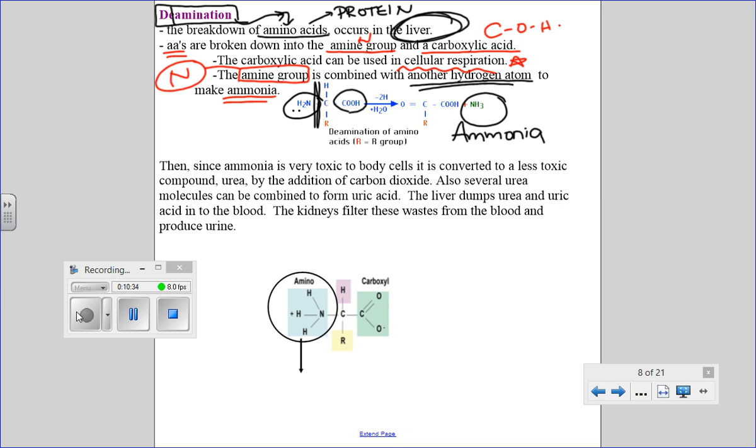Now, ammonia is pretty toxic. That's why you shouldn't drink Windex or household ammonia, so please don't. So ammonia is toxic. So your body does not want to keep ammonia around if it is possible. So it should get converted to something that is less toxic. And that compound is called urea.